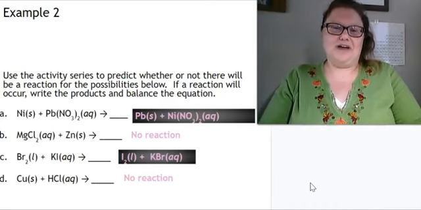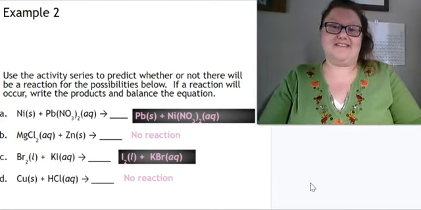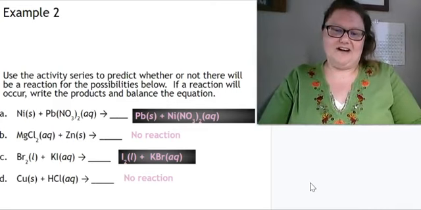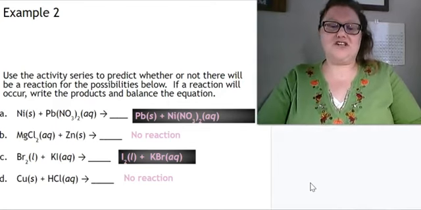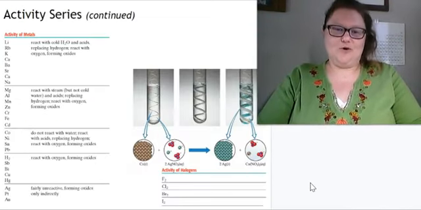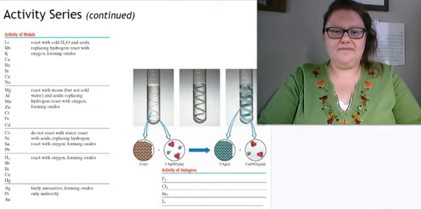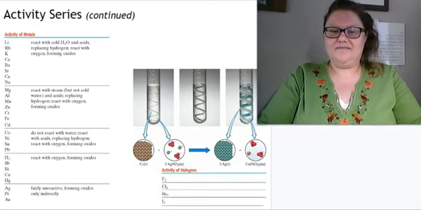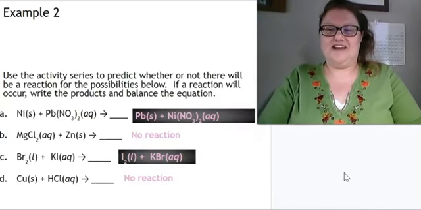For the last one, we're going back to metals. We have copper by itself, and then hydrogen chloride, which is hydrochloric acid. So we look for cations, right? In the hydrochloric acid, the hydrogen is the cation. So our question here for D becomes, will copper replace hydrogen? We'll go back to the series. We're going to look at metals. Okay, we've got to find copper. It's down towards the bottom here. And then where's hydrogen? Hydrogen is above copper. So copper cannot replace hydrogen. It's lower. So we have no reaction.